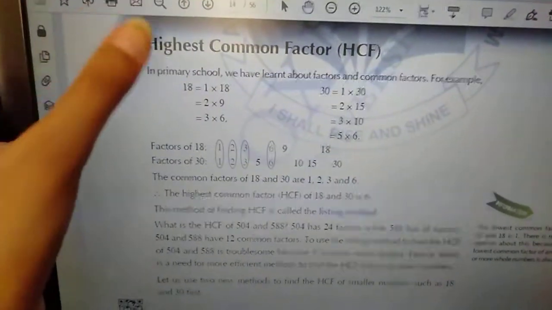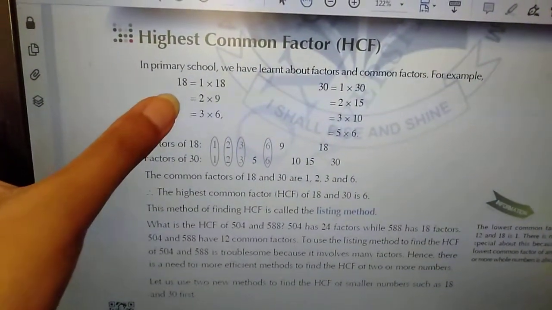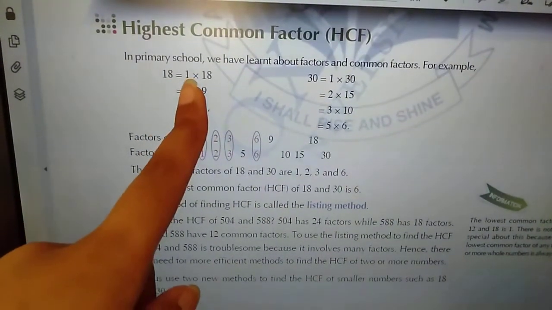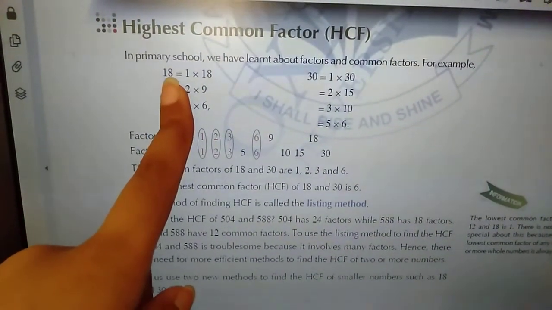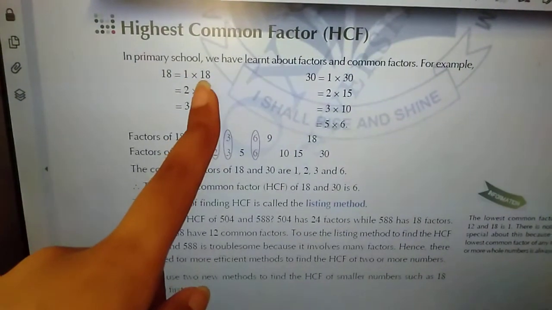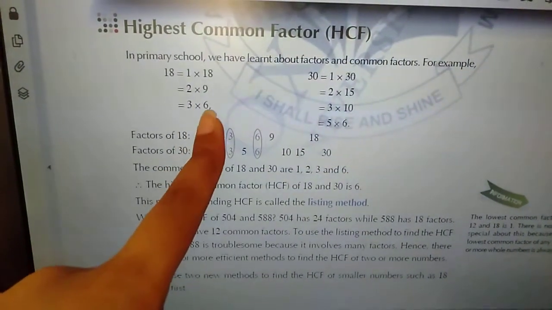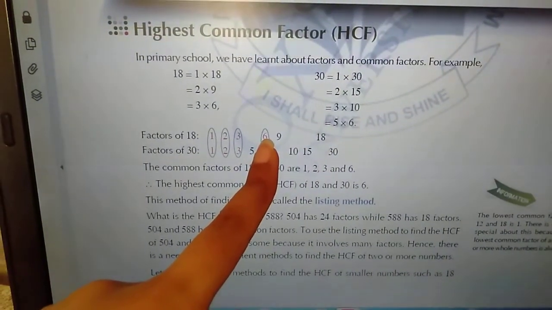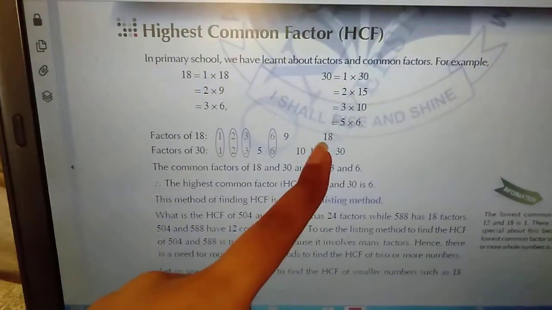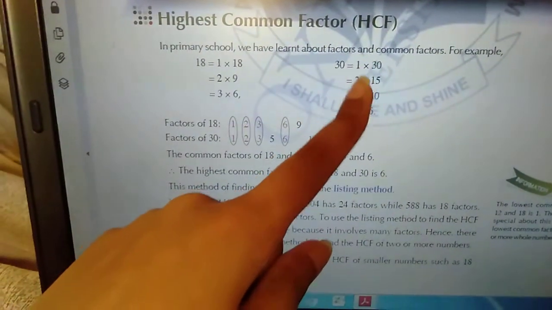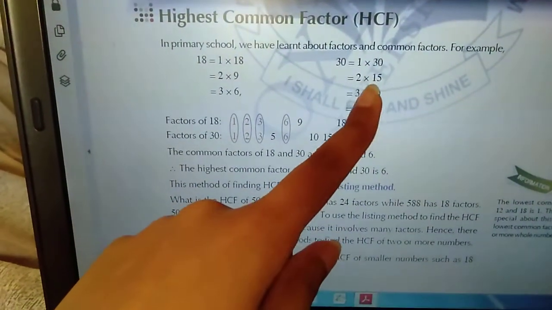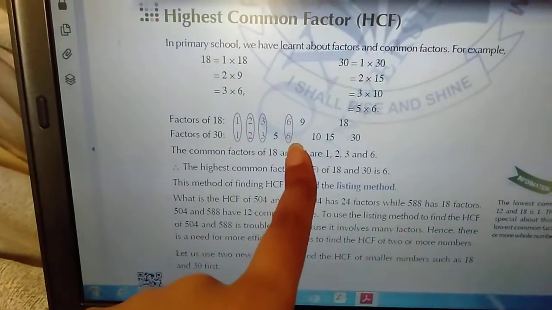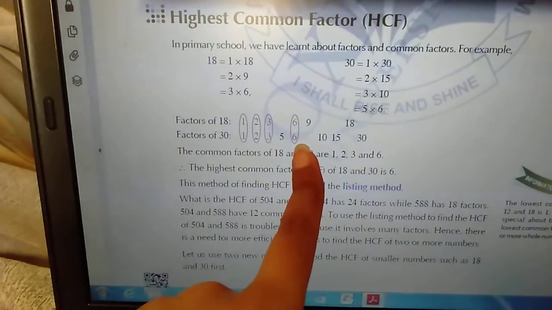I have told you how we can find the prime factors, like here 18. For 18 we have the multiples: 1 into 18, 2 into 9 and 3 into 6. So 1, 2, 3, 6 (and 9, 18) are the factors. Now for 30: 1 into 30, 2 into 15, 3 into 10 and 5 into 6.